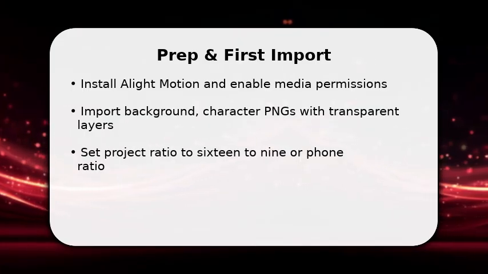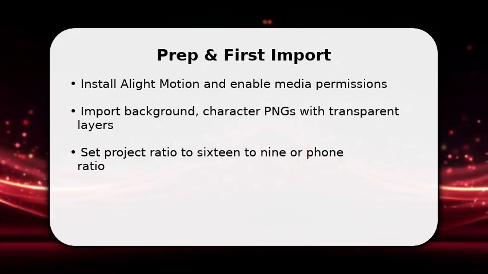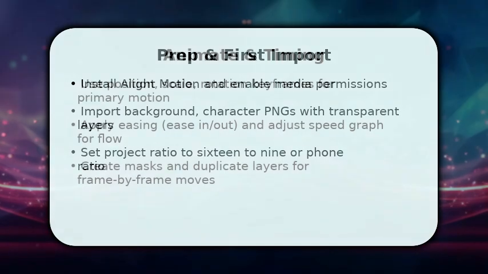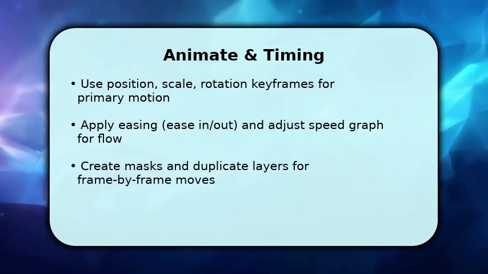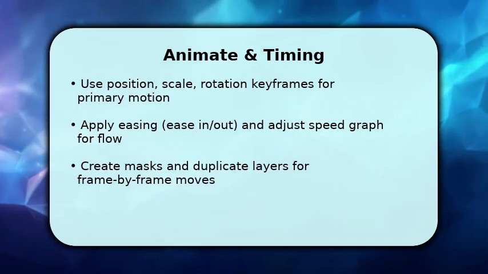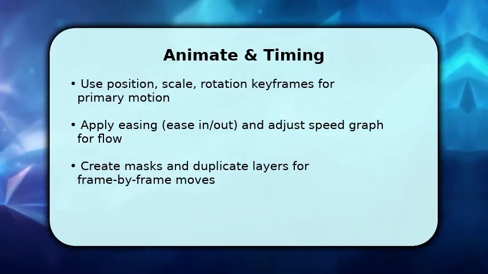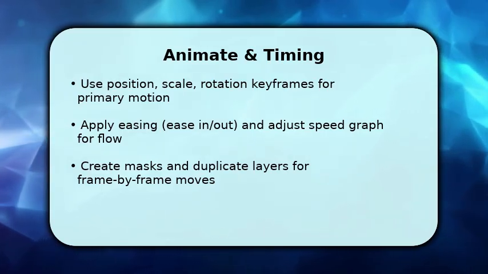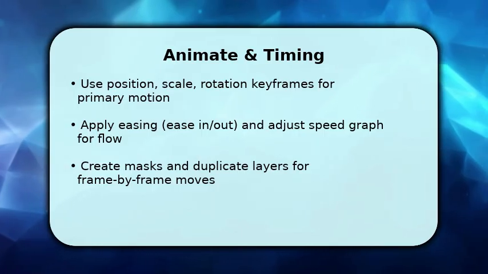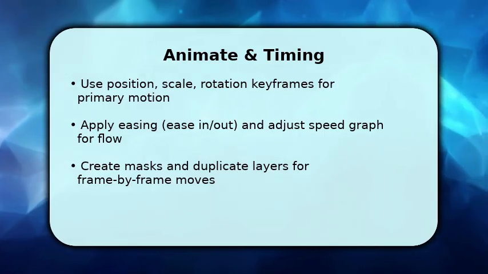Begin with simple position and scale keys to establish baseline movement before complex effects. You'll animate each character by placing position, scale, and rotation keyframes at key moments. Do short bursts for punches or long arcs for walks. Make sure to apply easing, ease in, or ease out so motion feels natural. Adjust the speed graph when timing needs snappier or slower beats.